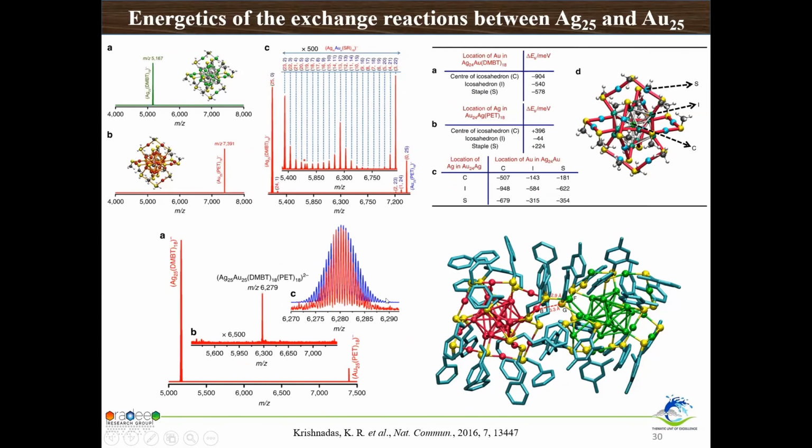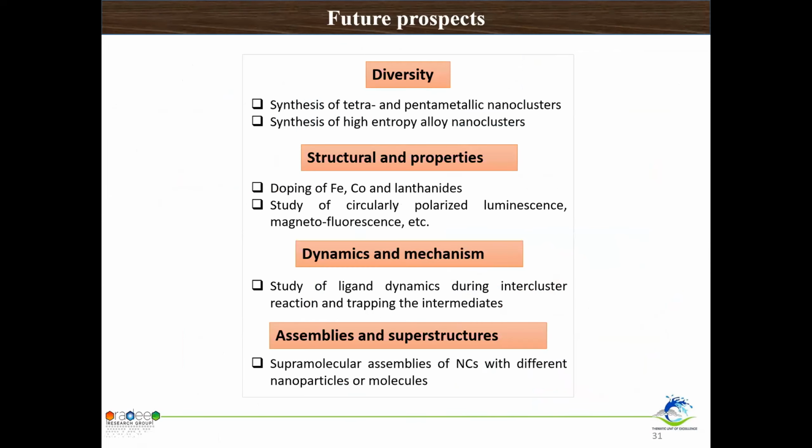And also using this theory, we can study the energetics of the exchange reaction through the intercluster reaction. One such example is the exchange reaction between Ag25 and Au25, and here the calculation showed that this reaction happens because it goes through an exothermic process.